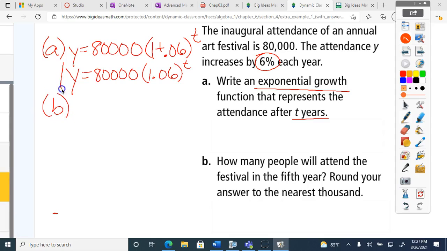That is part A. Are we always going to have to do part A then part B? Probably. It just depends on what the directions say.